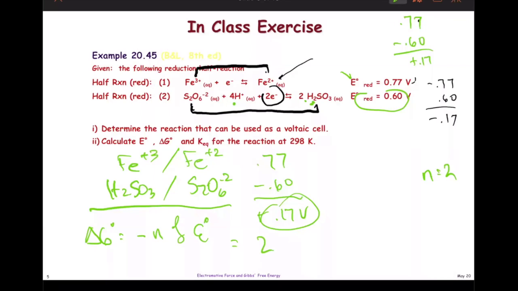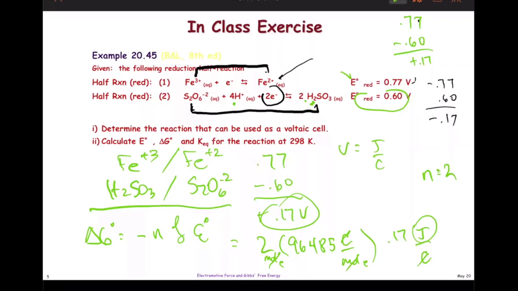F is 96,485, 2 moles of electrons, 96,485 coulombs per mole of electron. And then voltage is equal to joules per coulomb. So that will be 0.17 joules per coulomb. So my coulombs will cancel. My moles of electrons will cancel. I will get an answer in joules.